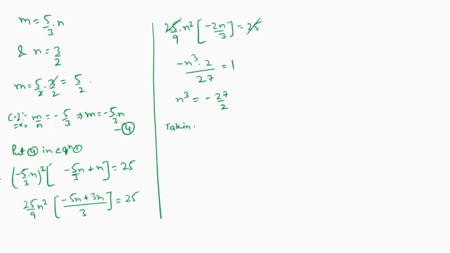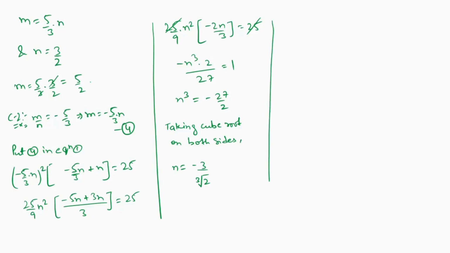Taking cube root on both sides, we get n equals minus 3 by cube root 2.